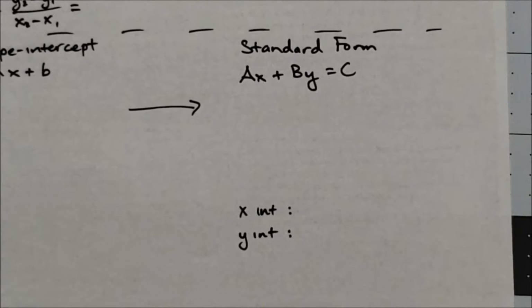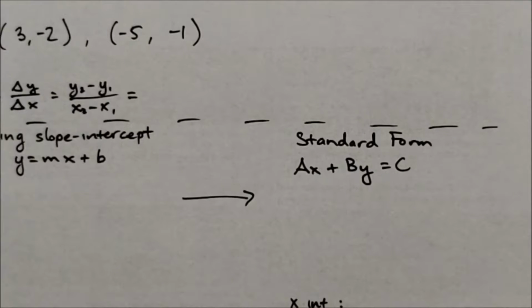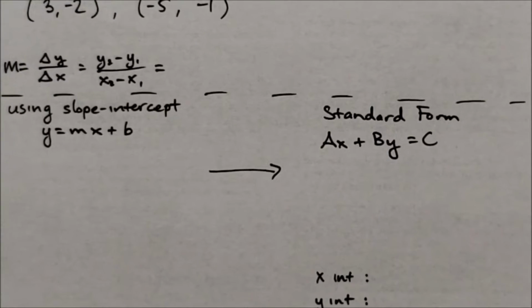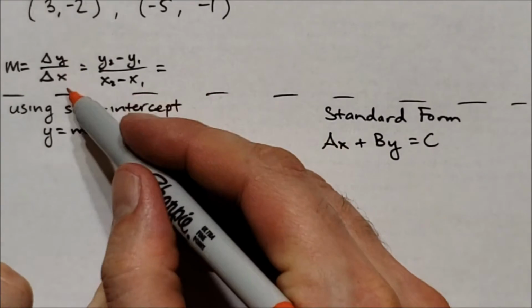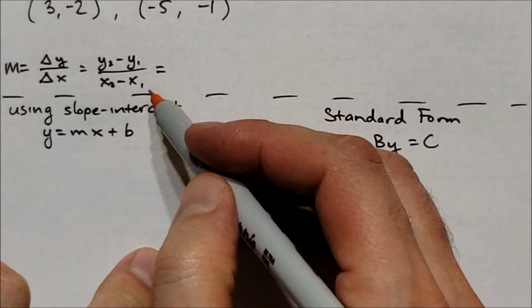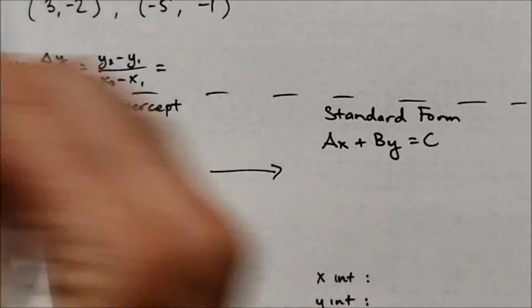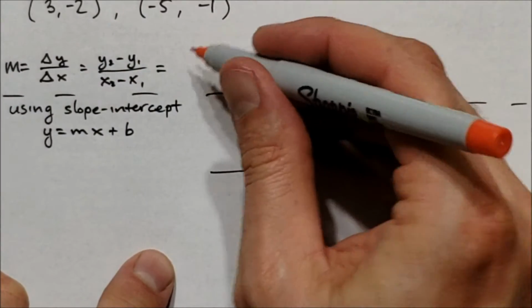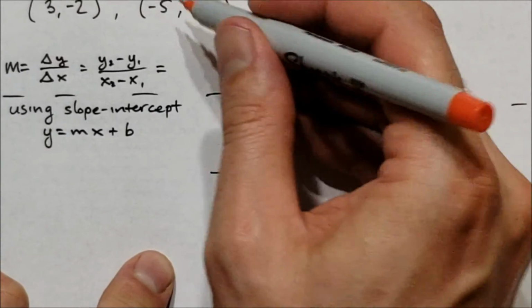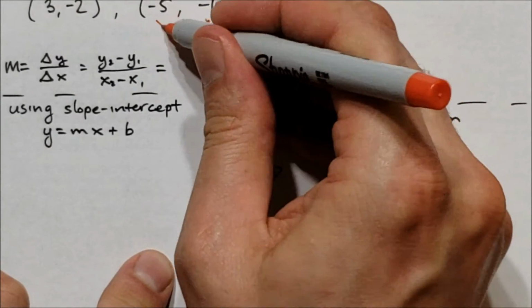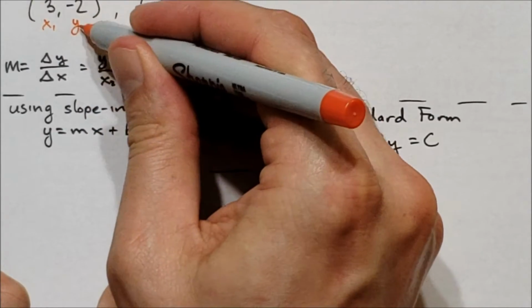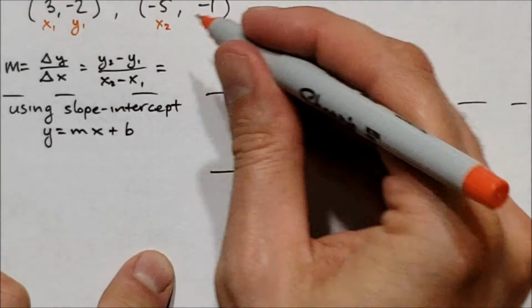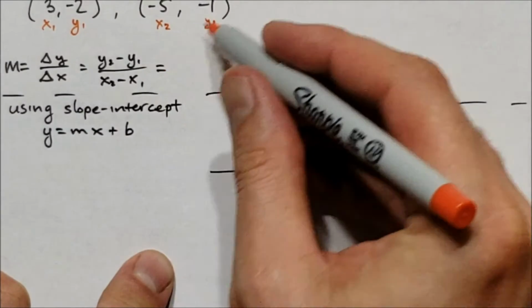The points are (3, -2) and (-5, -1). We want to find the slope first. Delta y over delta x, or the change in y over the change in x. Let's say this is our y2, x2, and x1, y1 for our first point, second point.